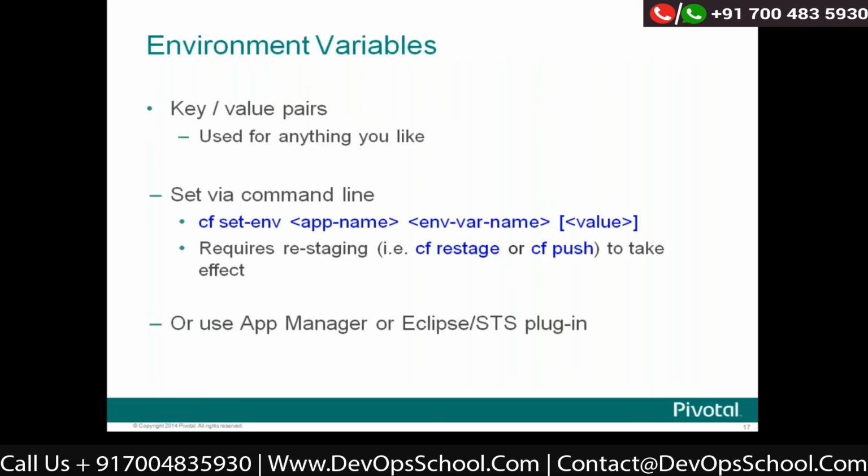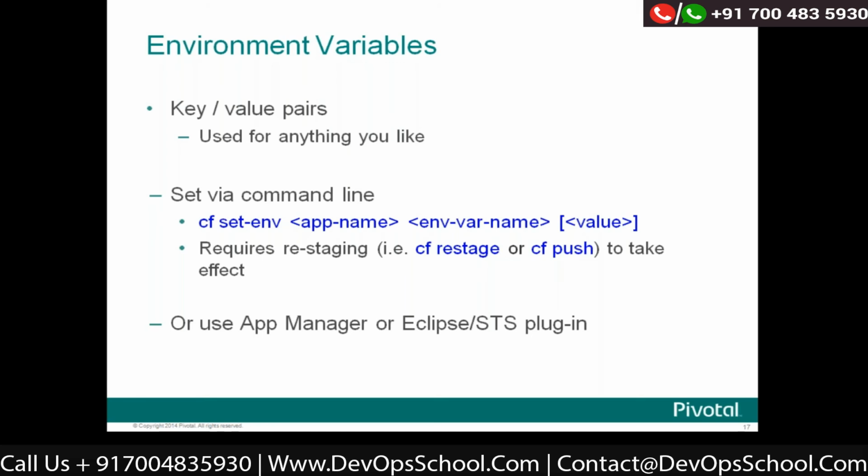Now environment variables. If you want to set an environment variable, this is the command: cf set-env, app name, environment variable name, and a value. Right? If you want to view, you can use cf env app name. That's how you can view.